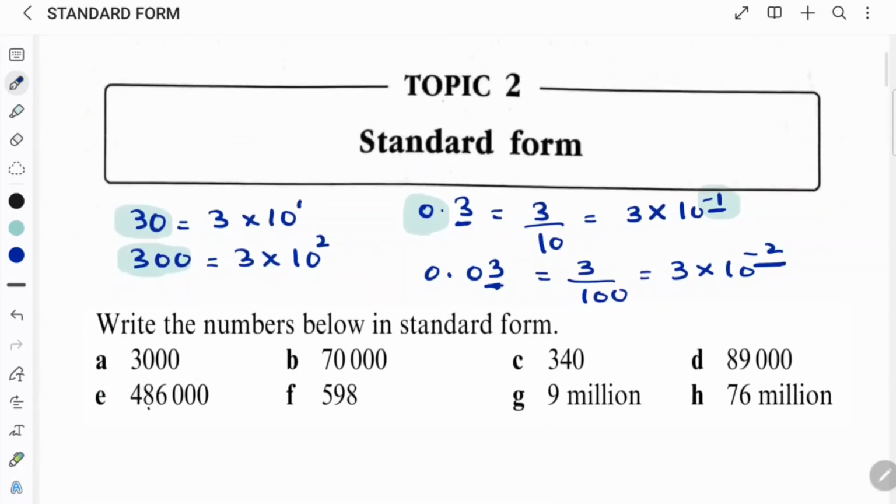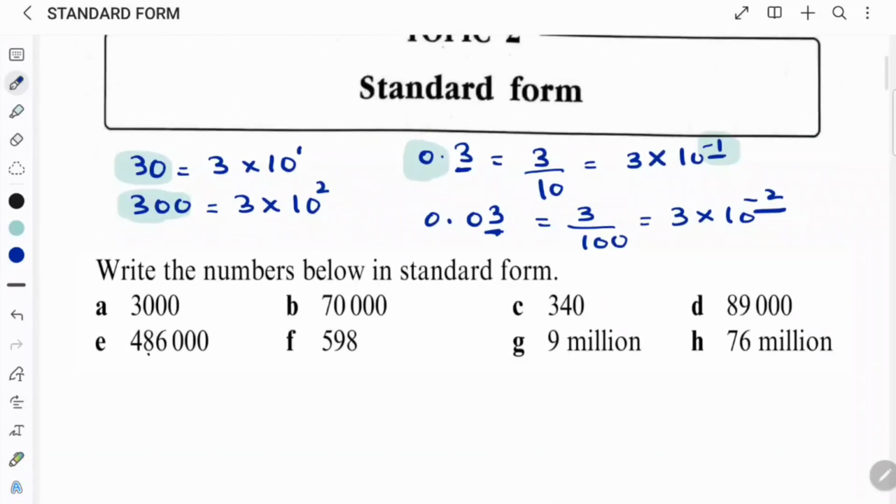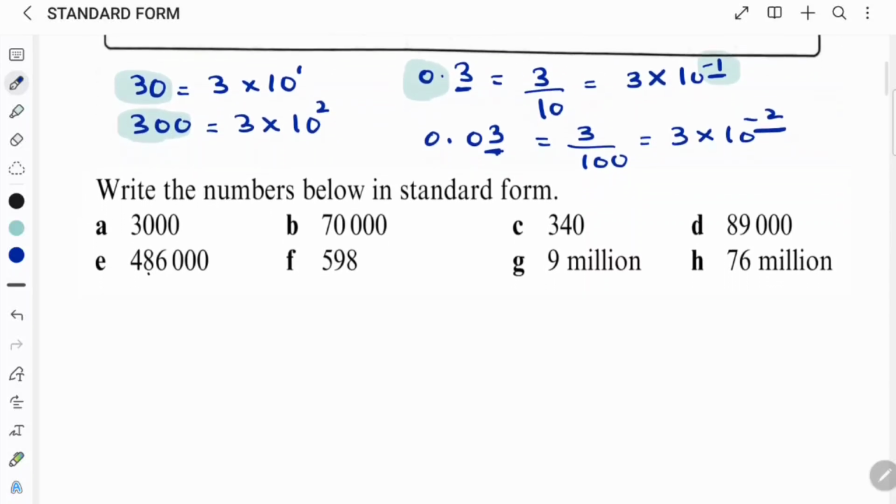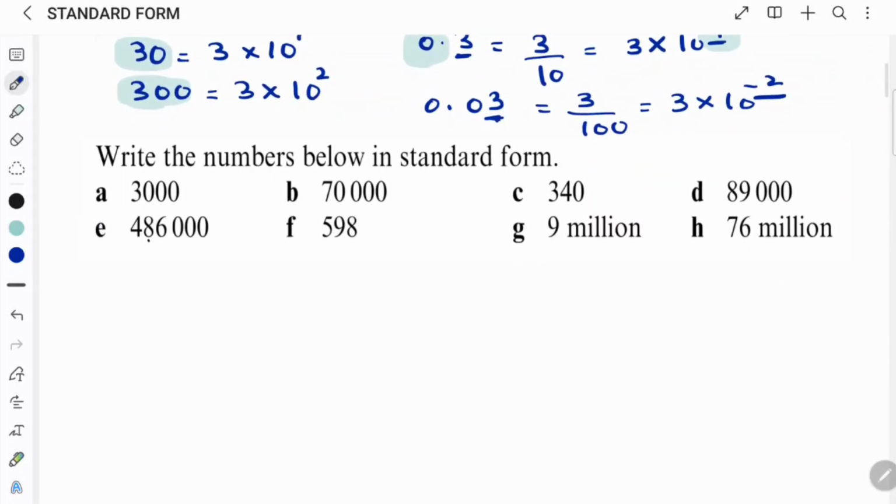So we are going to start, and you also try to solve the questions by yourself. Write the numbers below in standard form. The first one, A, is 3000, B is 70,000, C is 340, D is 89,000, E is 486,000, F is 598, G is 9 million, and H is 76 million. Obviously, there is no number which is 0 point, so all of them we are going to practice with a positive power.